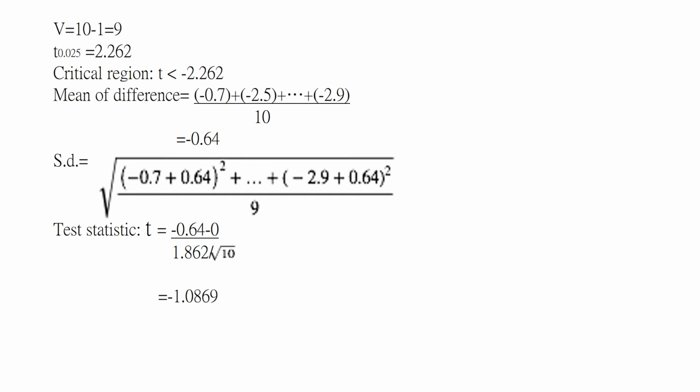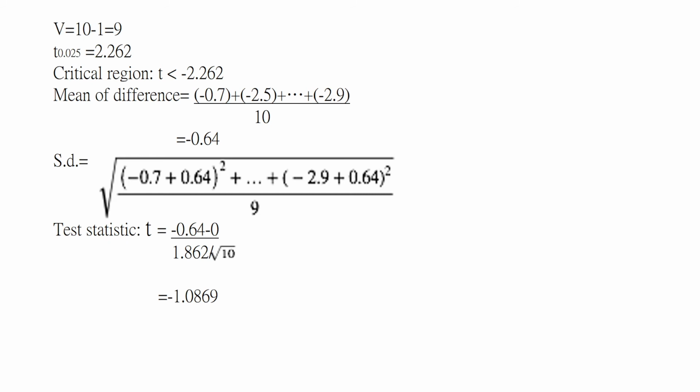v equals 10 minus 1 equals 9. So t 0.025 is 2.262. The critical region is t smaller than negative 2.262. We find that the mean of the difference is negative 0.64 and the standard deviation is 1.862.